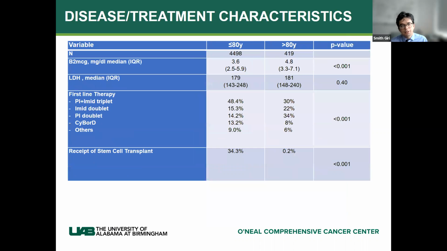In terms of disease and treatment characteristics, we found a higher overall median beta-2 microglobulin in this population, as well as, as expected, less use of intensive triplet therapies and more use of doublet therapies. As expected, very few patients over the age of 80 underwent stem cell transplantation.